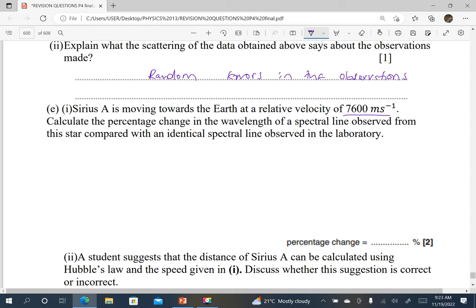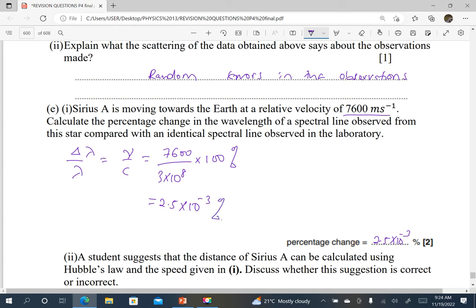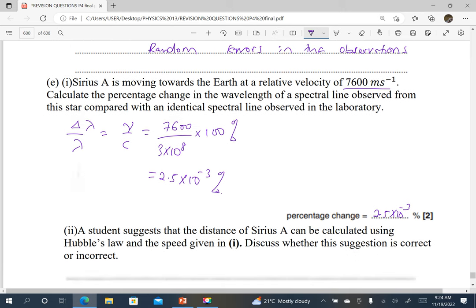So the change in wavelength over the wavelength is equal to v over c. So the speed is 7600, divided by the speed of light, 3 times 10 power 8. We want this as a percentage, so I'll multiply by 100. From my calculator, this is giving me 2.5 times 10 power negative 3 percent. Okay, so that is the percentage change in the wavelength.